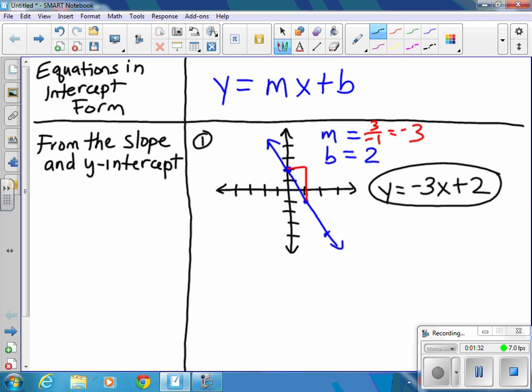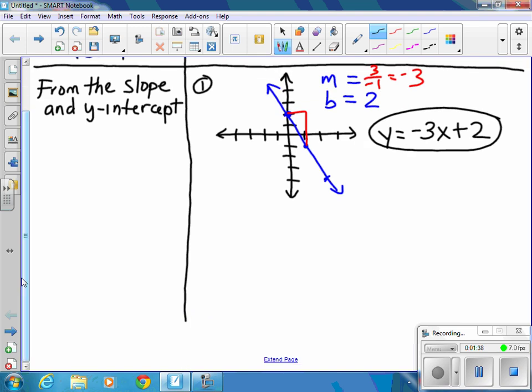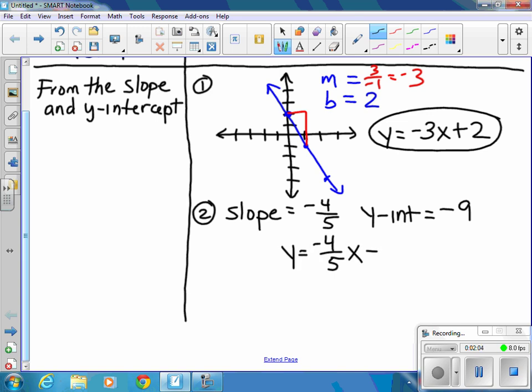So when you have a picture, you just have to identify the two parts from the picture. The other way that you're going to be given the same concept is they're flat out going to tell you exactly what the slope and y-intercept are. So for example, number 2, you are given that the slope is -4/5 and the y-intercept is -9. Well, once you have those two pieces, insert them into the correct letter spot in your formula and you've got your equation already done. There is no math to this. So it'll be y equals -4/5 x minus 9. And that's your equation that has the slope and the y-intercept that's given to you.